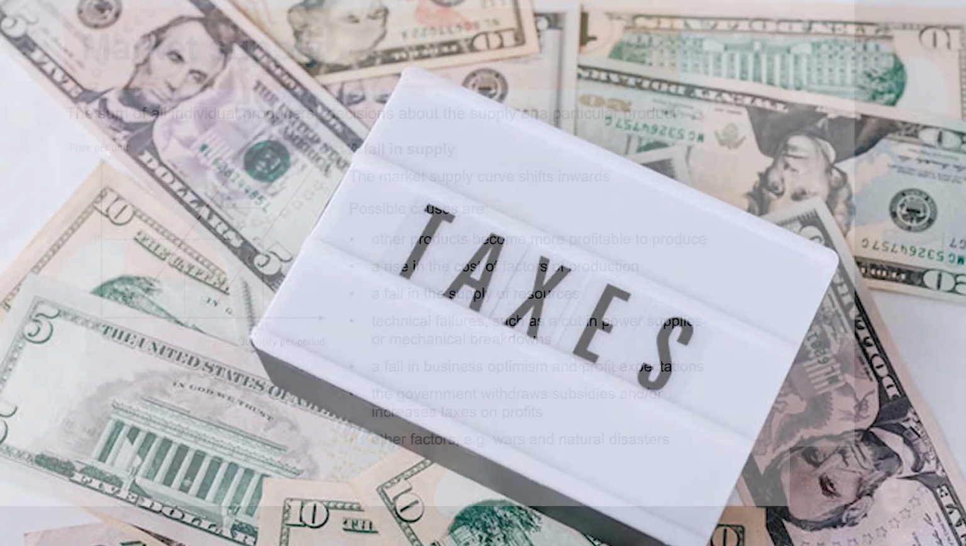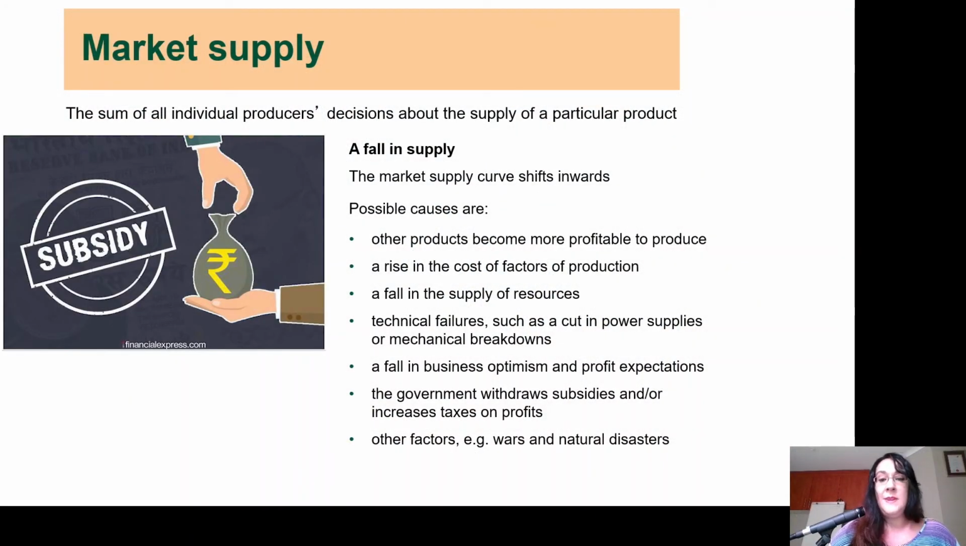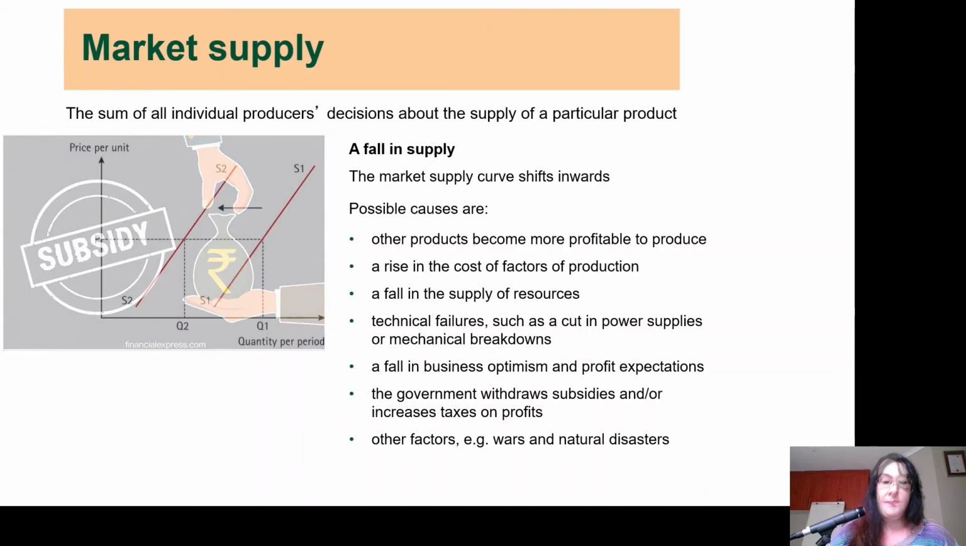So government withdraws subsidies. That means government is no longer giving financial aid to businesses in order to increase their supply. And a lot of businesses actually become very dependent on subsidies. It's like a crutch to them. They are expecting it. And if government takes that away, now all the cost falls on the business, and now it could result in my supply decreasing.